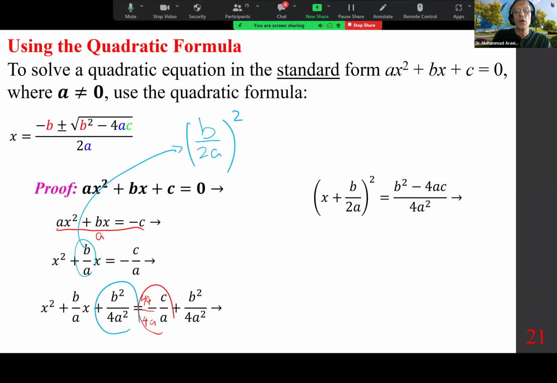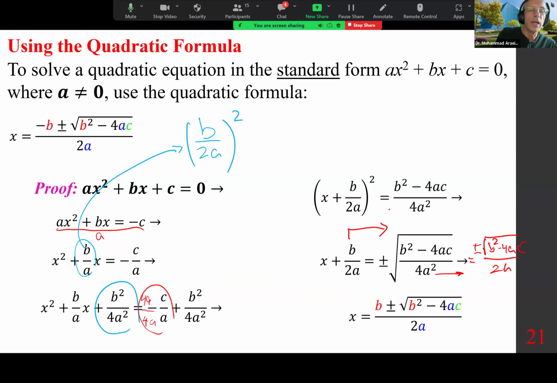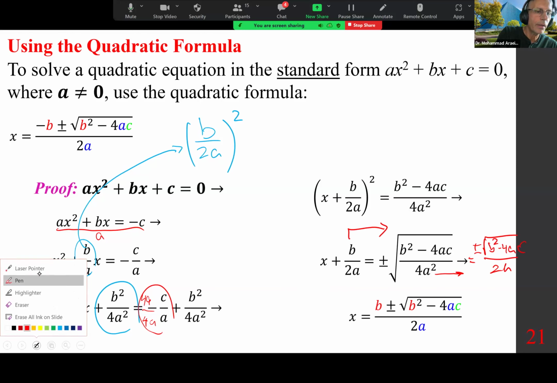So take a root of the left side and the right side. This is what we get. As you know, this can be plus minus the square root of b squared minus 4ac. 4a squared comes out as 2a. And if I move this to the right, I get exactly what I had in the first place.